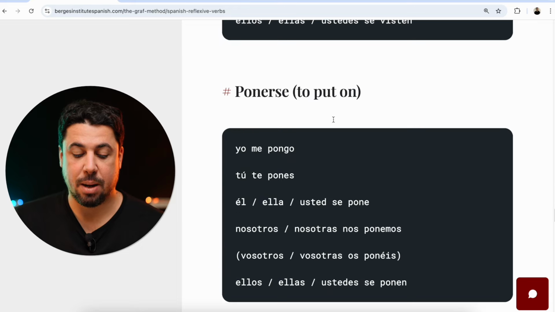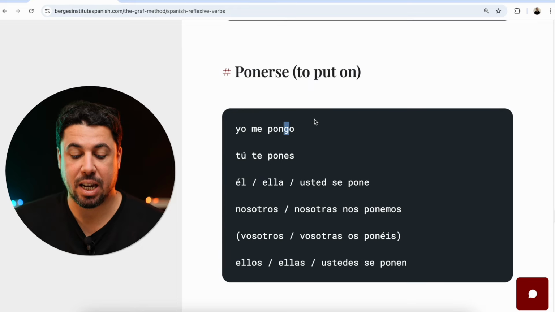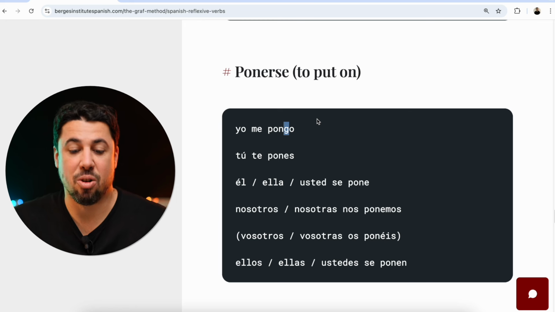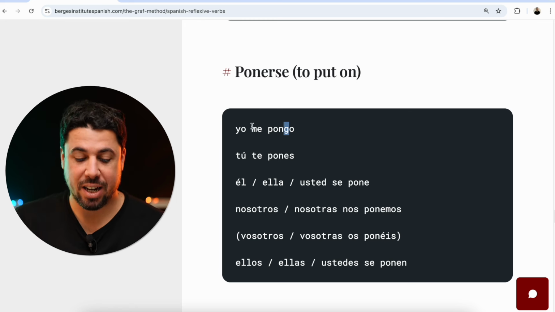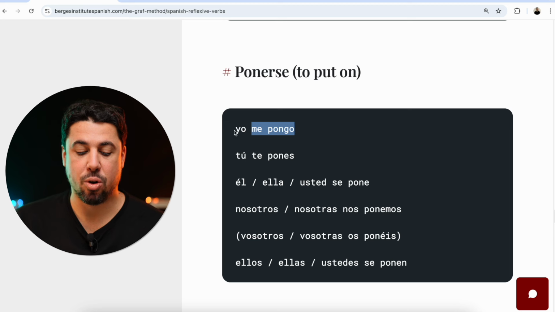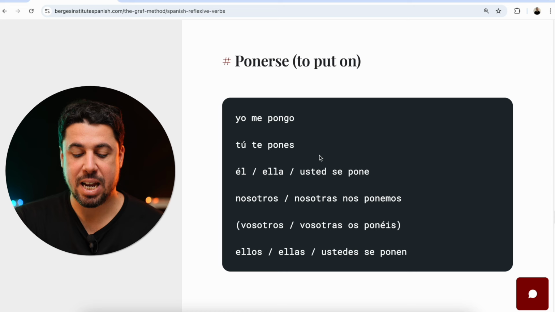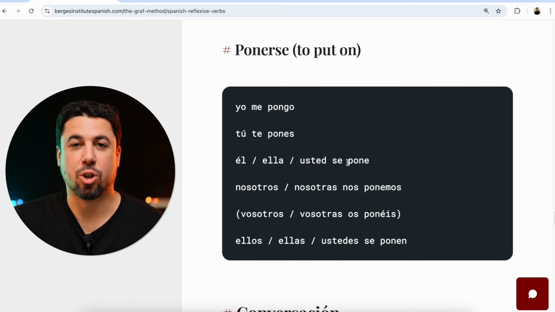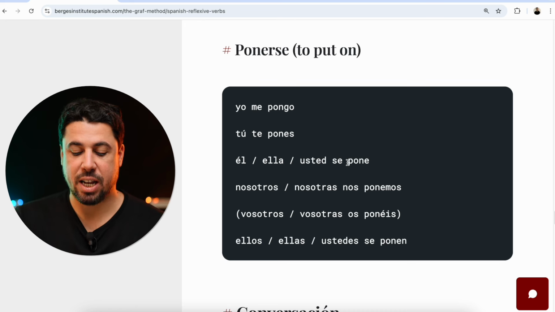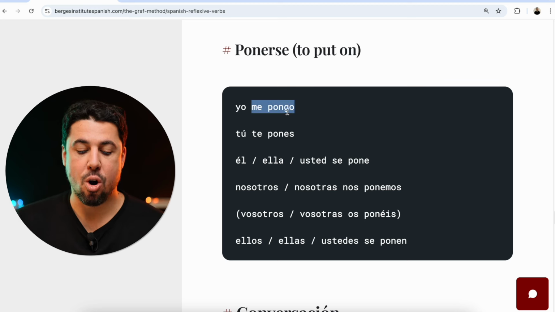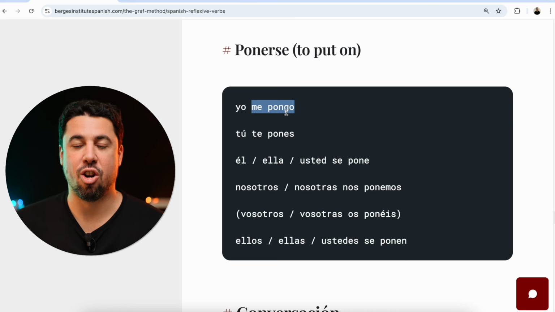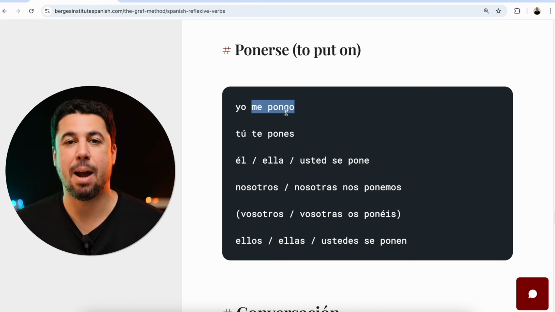And ponerse, to put something on, we just have an extra G in here, kind of similar to tener, tengo, right? So poner, pongo. And ponerse, the reflexive verb, me pongo. So yo me pongo. Tú te pones. Él, ella, usted se pone. Nosotros, nosotras nos ponemos. Vosotros, vosotras os ponéis. Ellos, ellas, ustedes se ponen. And without the subject personal pronouns, me pongo, te pones, se pone, nos ponemos, os ponéis, se ponen.